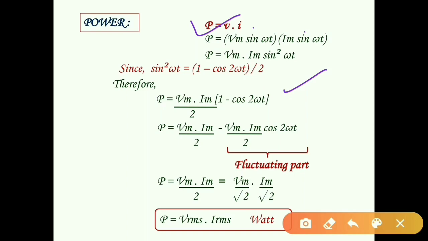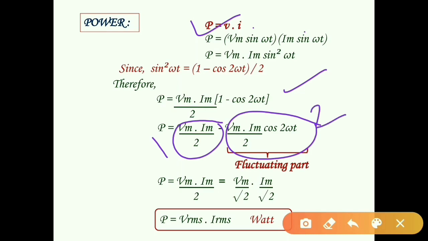Multiplying by Vm Im by 2, in the next step we get Vm Im by 2 minus Vm Im by 2 into cos 2 omega t. So comparing these two parts, we can conclude that this is part 1, this is part 2. Part 2 has the cosine term. That means it is a fluctuating part which has a frequency.